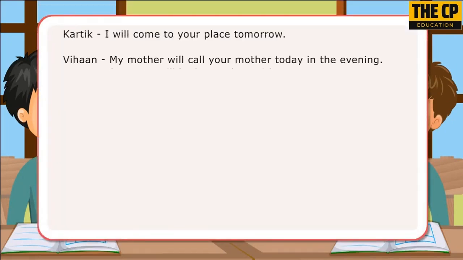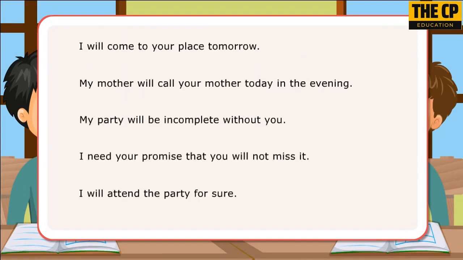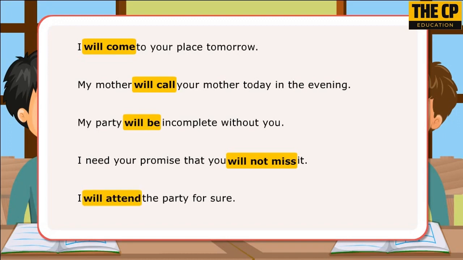In the dialogues, the boys have used future tense to describe some actions that will take place in future time. Here are examples of sentences with verbs in future tense. I will come to your place tomorrow. My mother will call your mother today in the evening. My party will be incomplete without you. I need your promise that you will not miss it. I will attend the party for sure.